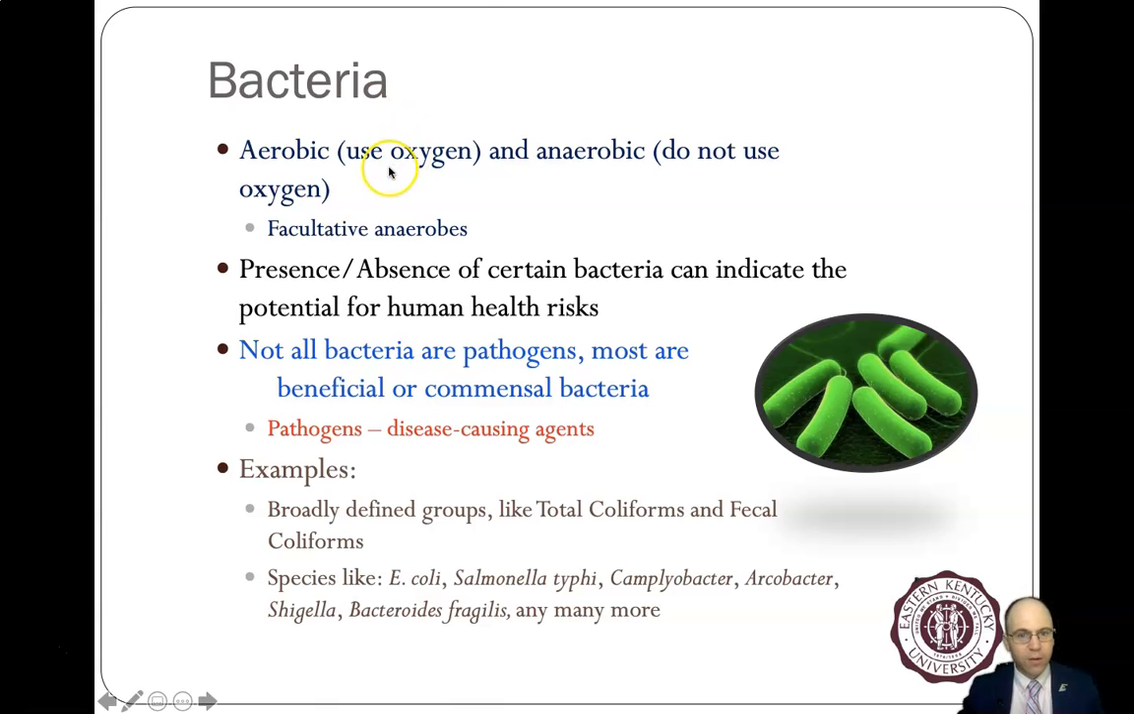So some bacteria require oxygen, they're aerobic. Some don't need oxygen. They don't live out in the lake very long. So they might come from our gut or from the gut of other animals, but they don't live out in the lake. And then some can do both. We also can measure for the presence or absence of these organisms.